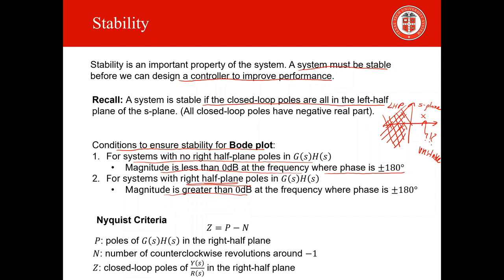Okay, and then at the beginning of this, if you go back to the video on part 1, we talked about this Nyquist criterion. We talked about the P, meaning the number of poles of G times S or G times H in the right half plane. N is the number of counterclockwise revolutions around -1 on our Nyquist diagram. And so subtracting N from P gives us the closed loop poles, the number of closed loop poles in the right half plane. So this Nyquist criterion tells us whether a system is stable or not.